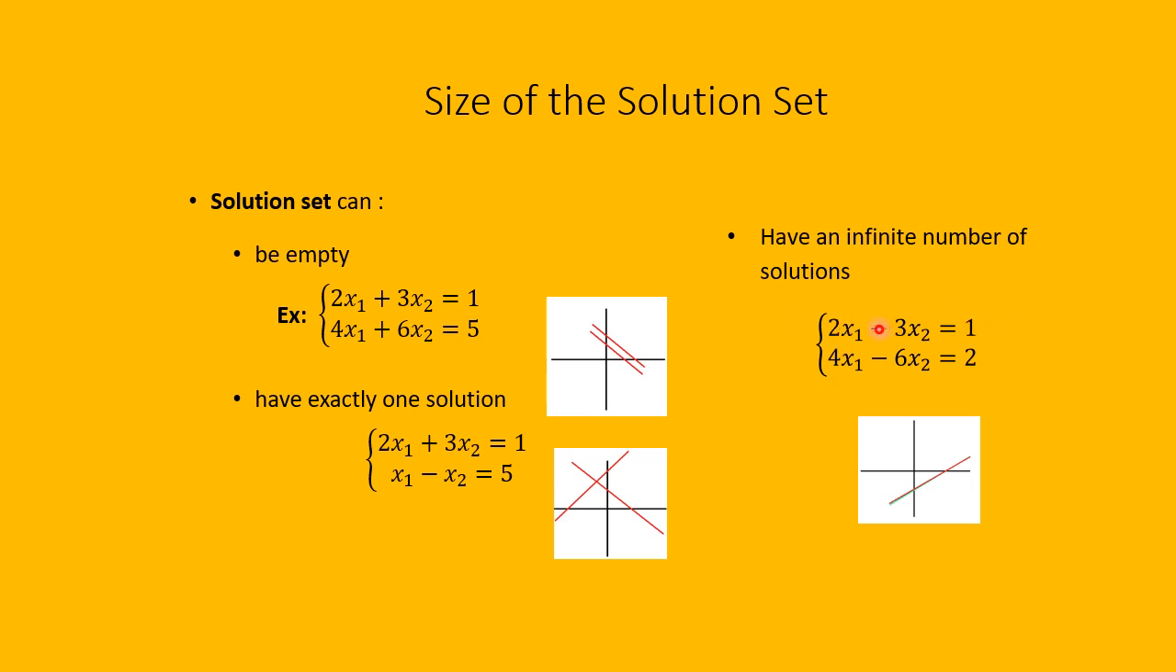They're basically equivalent equations. This first one has a graph that's a line, given in red here. The second one has a graph that's a line, maybe given in blue, and they're actually the same line. Every point on this line has coordinates that satisfy both of these equations, and thus we have an infinite number of solutions.